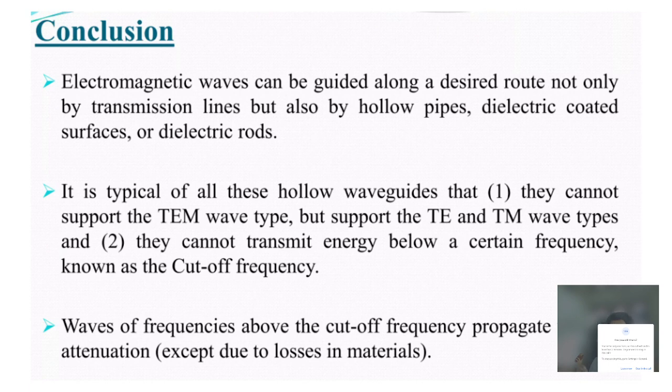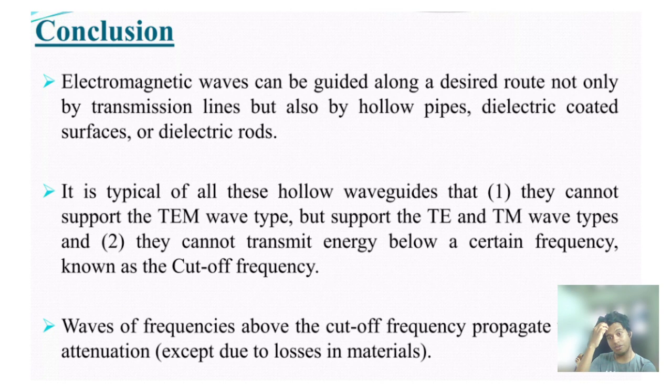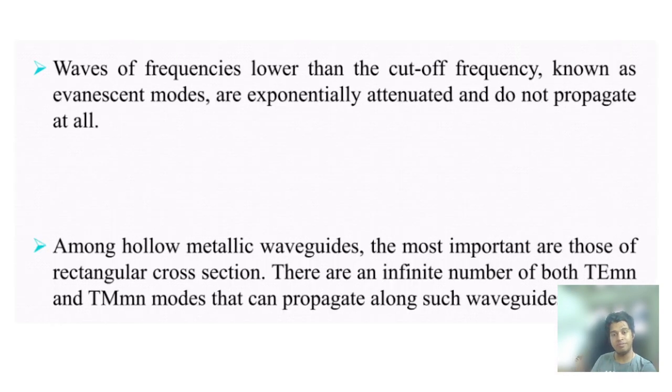Now, finally, for the conclusion: electromagnetic waves can be guided along a desired route not only by transmission lines but also by hollow pipes, dielectric-coated surfaces, or dielectric rods. The typical feature of all these hollow waveguides is that they cannot support TEM wave types but do support TE and TM wave types. They cannot transmit energy below a lower frequency known as the cutoff frequency. Waves of frequencies above the cutoff frequency propagate without attenuation due to loss in the material.